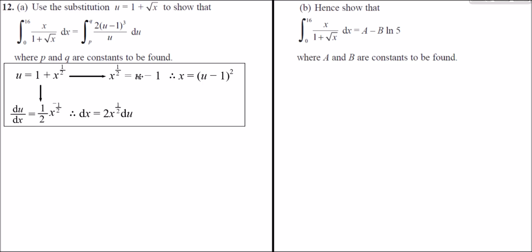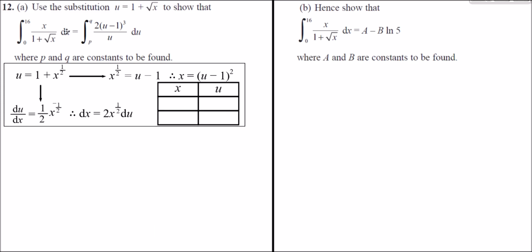One thing I need to do as well, though, is to work out what p and q are. So p and q relate to these limits here. So these are limits for x, these are limits for u. And we have here essentially a recipe how to change from x units into u units. So let's get a table up and ready.